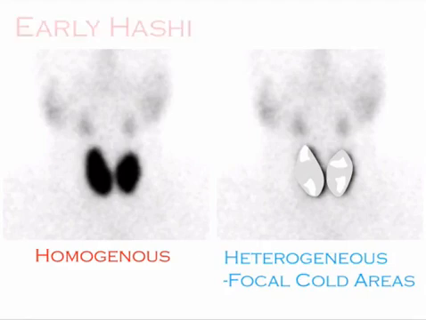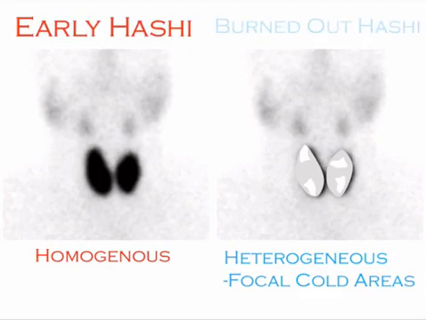Now we've got early Hashimoto's. Remember, we're really getting tricky here. Early Hashimoto's can have this homogeneous uptake compared to a burned out Hashimoto's later on. That's going to be basically a cold gland.